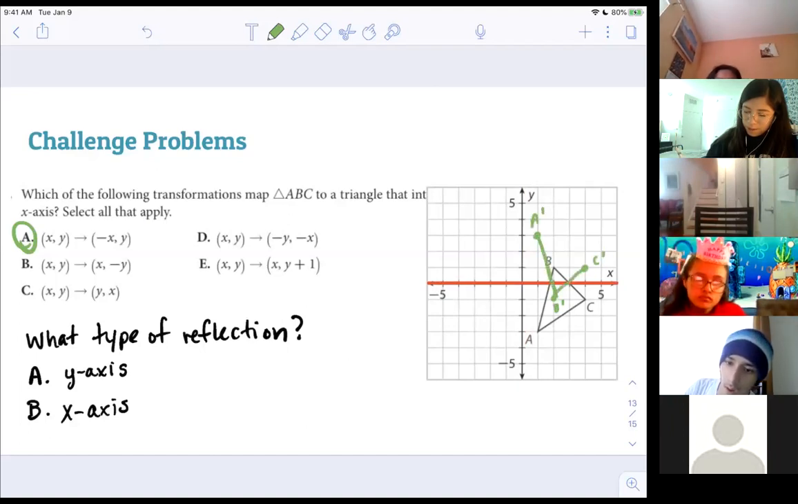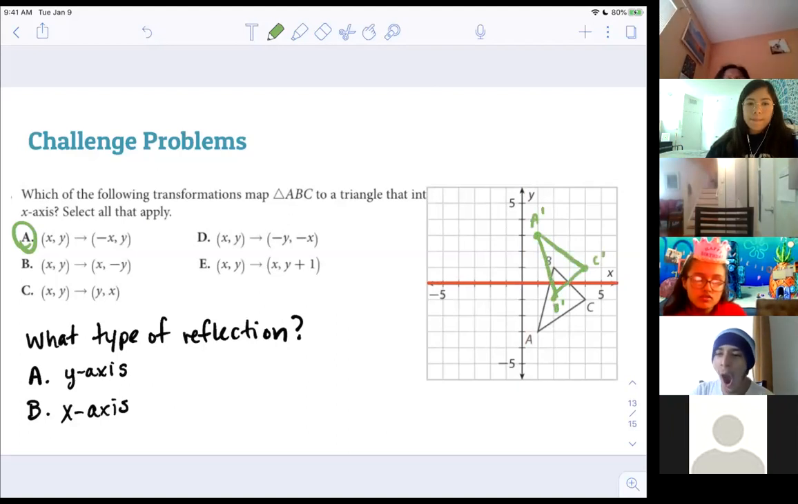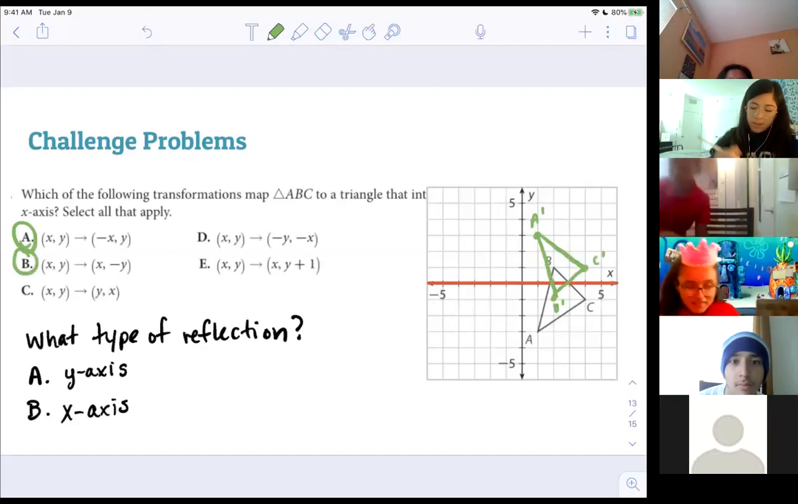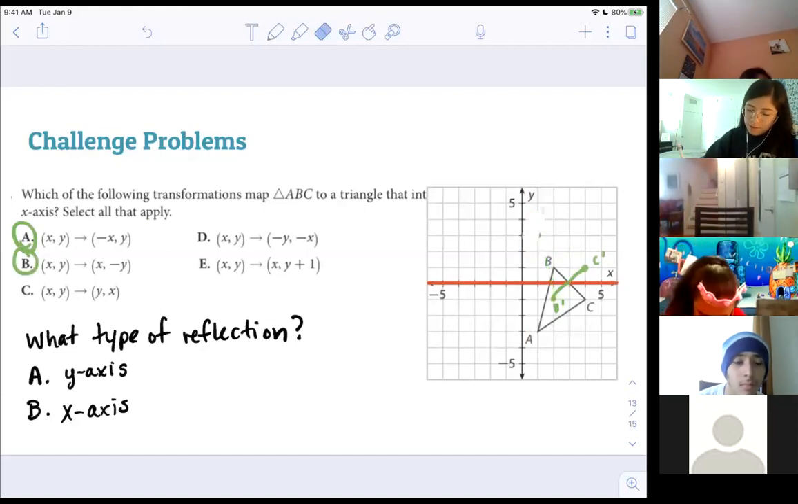Does this green triangle cross the x-axis? Oh no, right? Because not all the points. But does it cross the x-axis? Oh wait, yes. Sorry. Yes. Mine is done. We're getting to the end, but you guys need to keep it going because we got to finish.